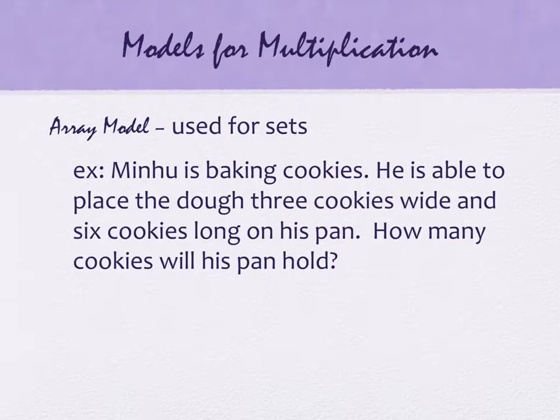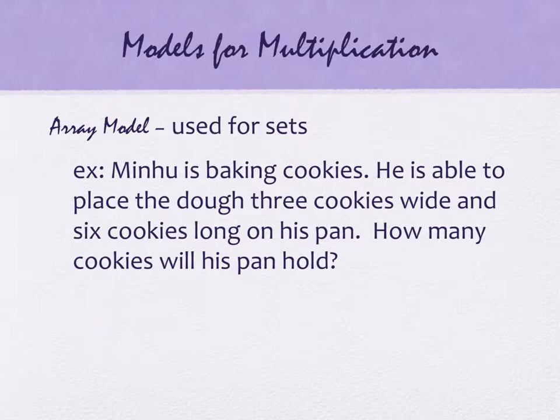Another model, which is not repeatedly adding something, is an array model. Again, used for sets. Minhu is baking cookies. He is able to place the dough 3 cookies wide and 6 cookies long in his pan. How many cookies will his pan hold? Now, I'm sure you've seen lots of things that are put into arrays. So if we were to make our cookies, in fact, I'll even make our cookies look more like cookies.